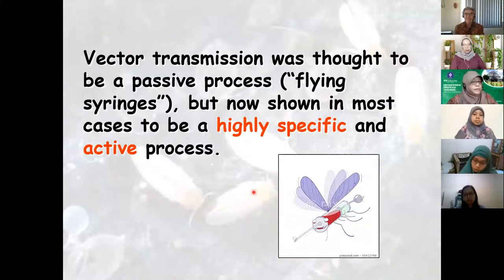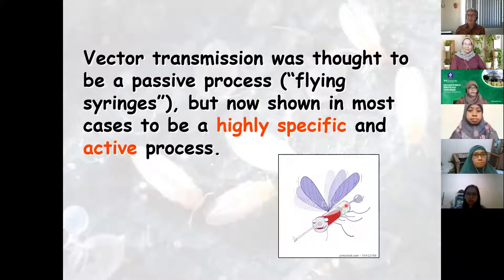Now, vector transmission was initially thought to be passive. What we mean is the insect would just take up the virus from the plant and inject it into another plant, and that was the end of the process. Very simple. They used to be thought of as what we call flying syringes. So just a needle and syringe full of sap and just inject one plant from another. But now we know that's not true. It's a very highly specific active process. It's a very complicated process.